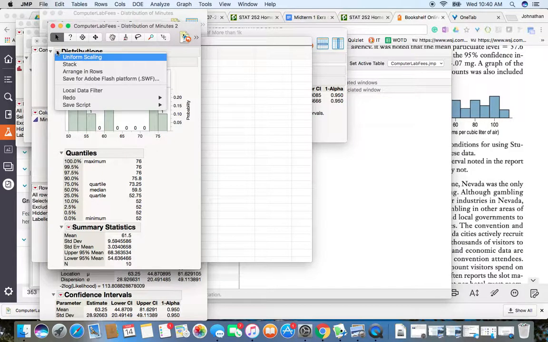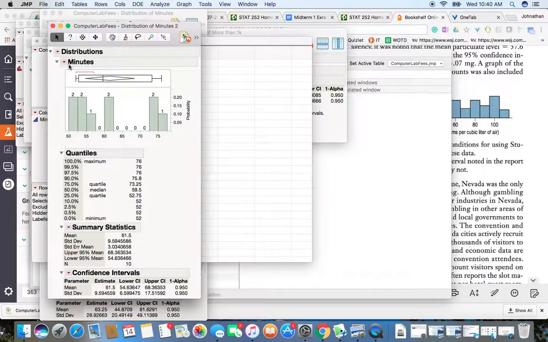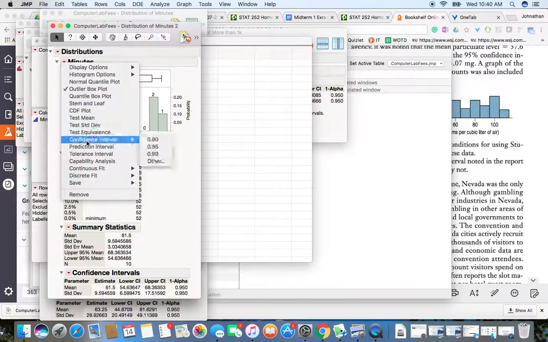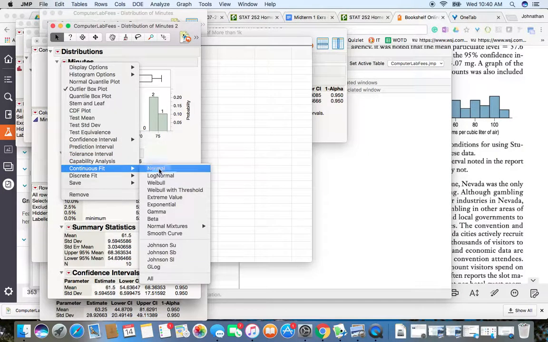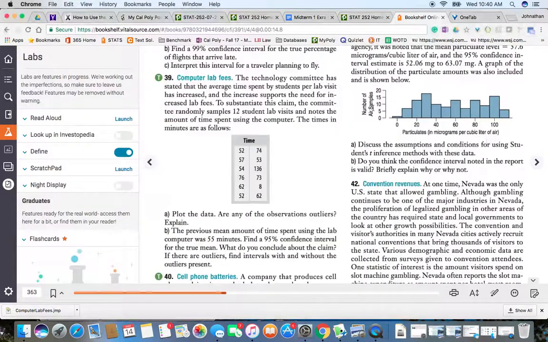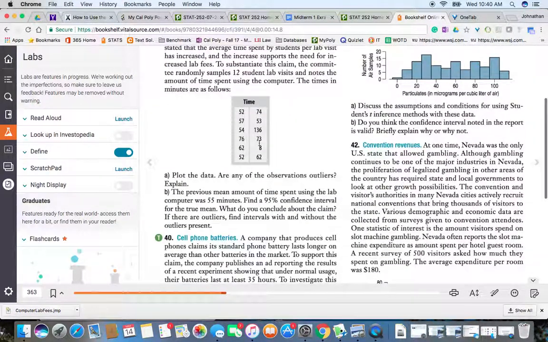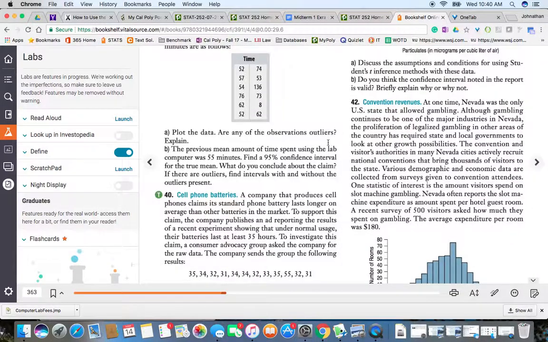As you notice, there's no more dots in there on our histogram, and also we're going to go back in here, 95% confidence interval, and continuous fit as normal. As you can see, 55 is still captured in our mean confidence interval with the 95% confidence. So there's not any change to substantiate our claim from the original one with outliers in it.